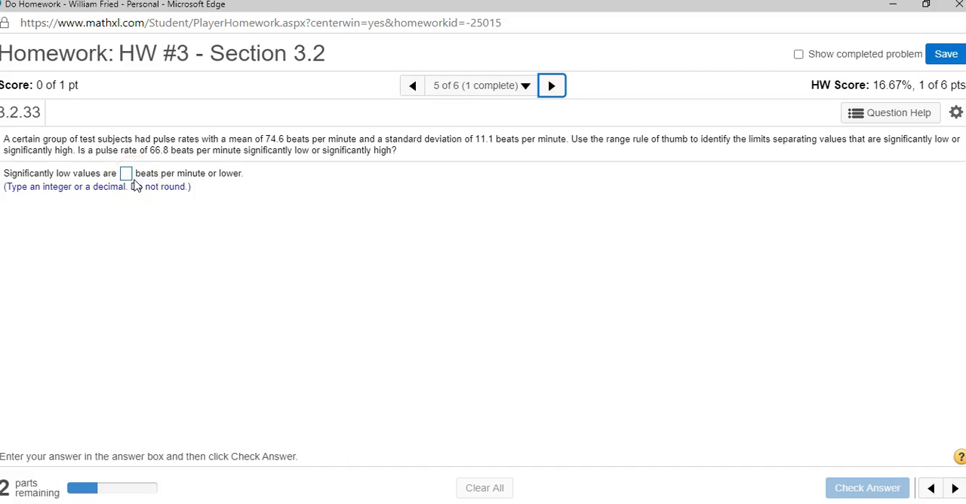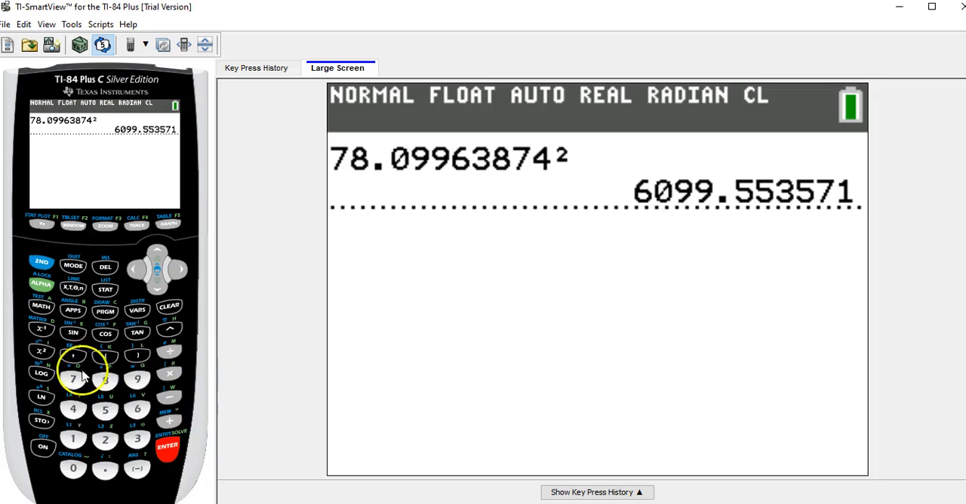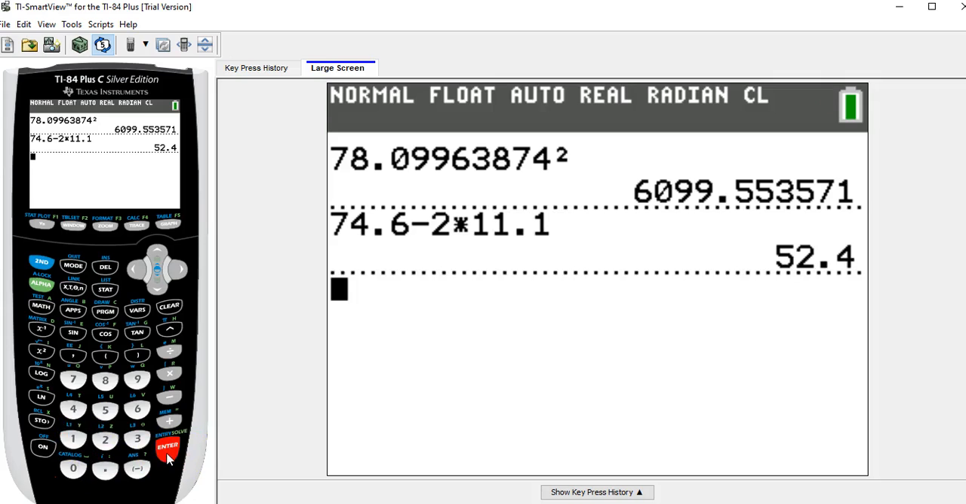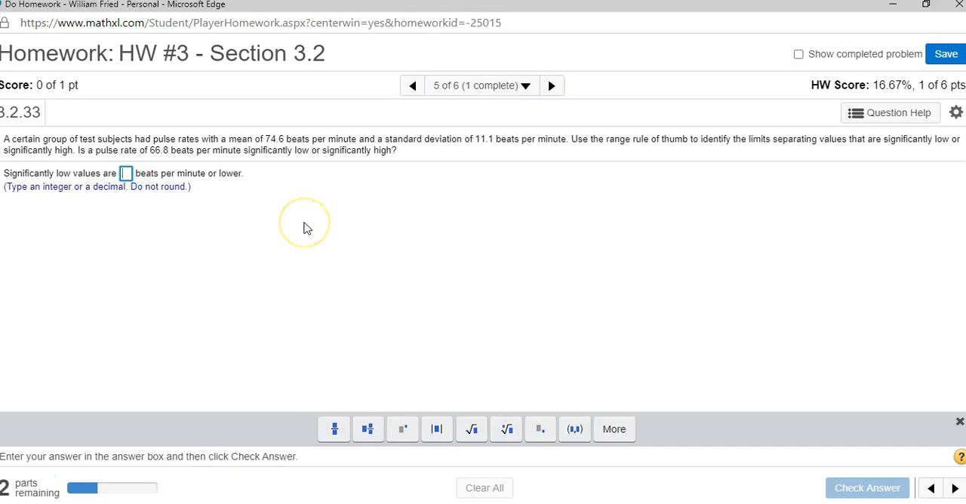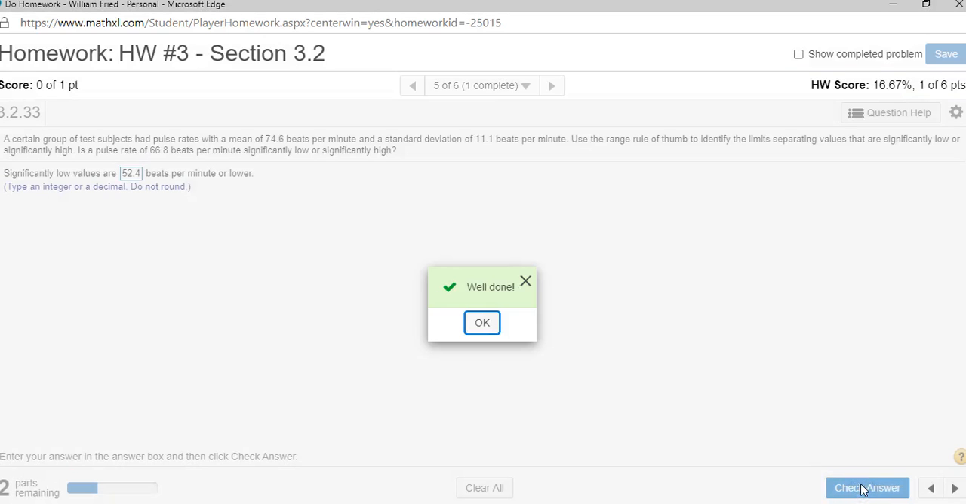To get significantly low values on the calculator, I'm going to go 74.6 minus 2 standard deviations, which was 11.1, and that gives me the cutoff for significantly low values, 52.4. Well done.